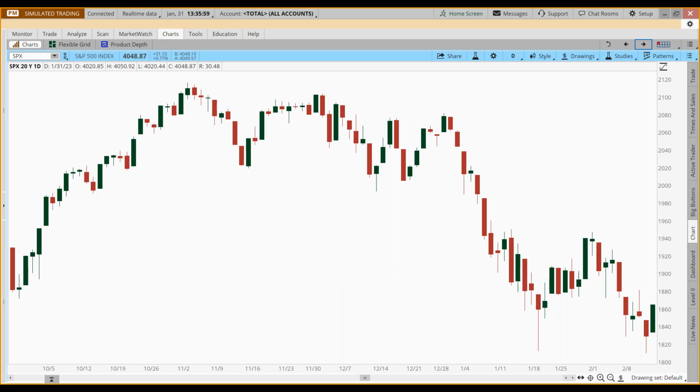I'll never forget that. And then we'll come to something that's literally happening right now and look at stocks that are happening right now. Okay, so here's the S&P 500 back in 2016. 2015 was a very choppy market.